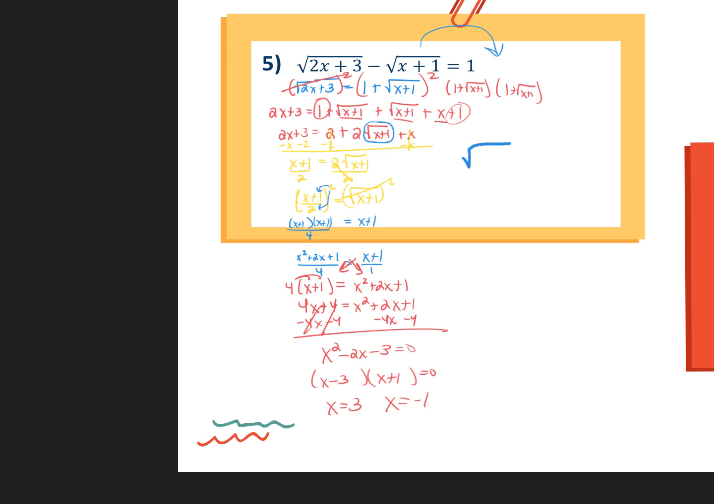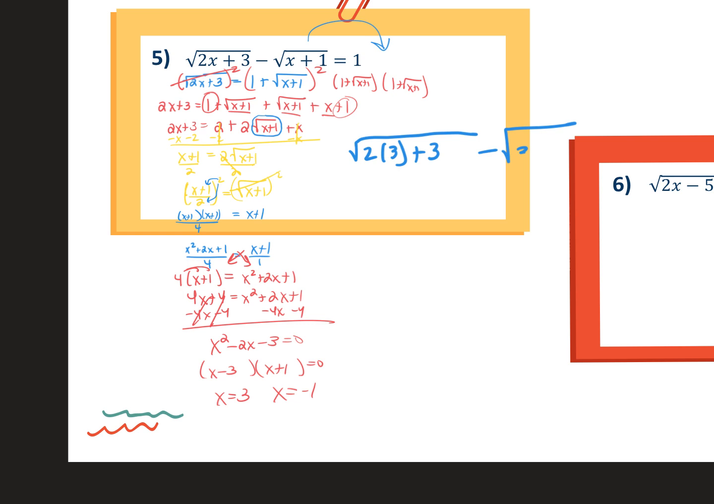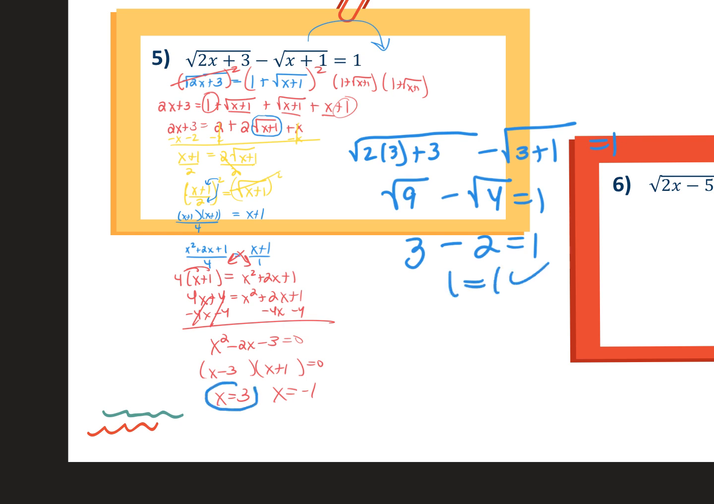So I have the square root of 2 times 3 plus 3 minus the square root of 3 plus 1. Does that equal 1? Well, 2 times 3 is 6, plus 3 is 9, so square root of 9 minus, 4 plus 3 is square root of 4 equals 1. Square root of 9 is 3, minus the square root of 4 is 2 equals 1. Does 1 equal 1? Sure does. So x equals 3 is a valid solution.